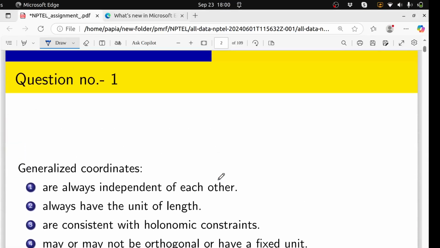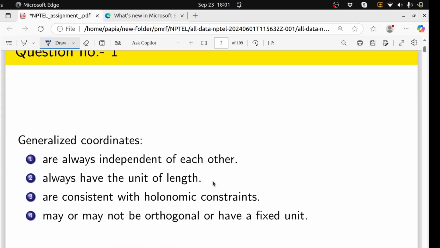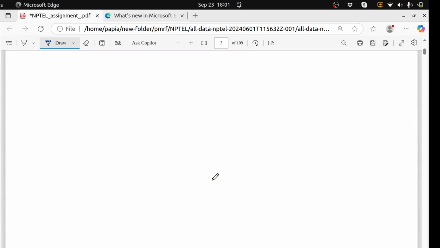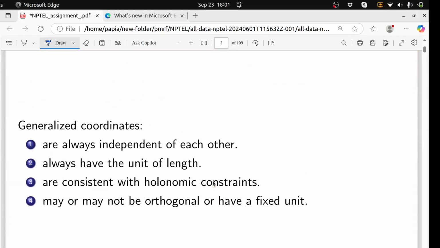Okay, so coming to the first question. The first question asks about generalized coordinates, and there are four options: generalized coordinates are always independent of each other, always have the unit of length, are consistent with holonomic constraints, may or may not be orthogonal, or have a fixed unit. Now we have to determine which is correct for generalized coordinates.